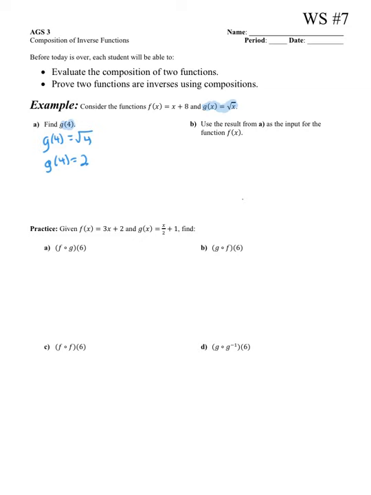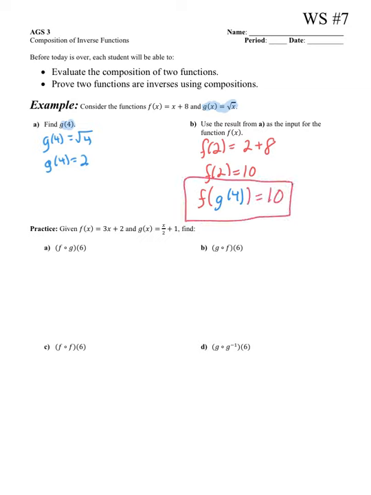And then what we've been doing with composition of functions, we've been using that output as the input of the second function. So that means we're going to find f of 2. So f of 2 is 2 plus 8. That means f of 2 equals 10. So in reality, what we did was we were saying f of g of 4 equals 10. That's kind of the idea with the composition of functions that we were talking about the last couple class periods.